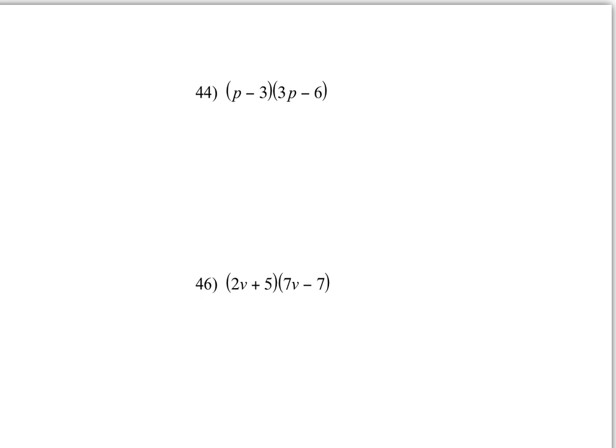So we are going to do our first terms. Some of you like to write them vertically. That's fine. Some of you like to write them out. I'll do it both ways. So we have our first terms. That is p times 3p. Some of you will like to do it this way, p times 3p. And some of you will go ahead and just say, I know that's 3p squared. Does not matter what your process is. That's fine.